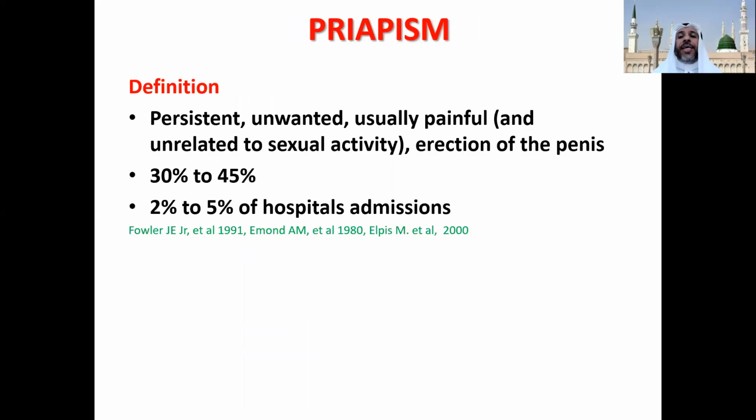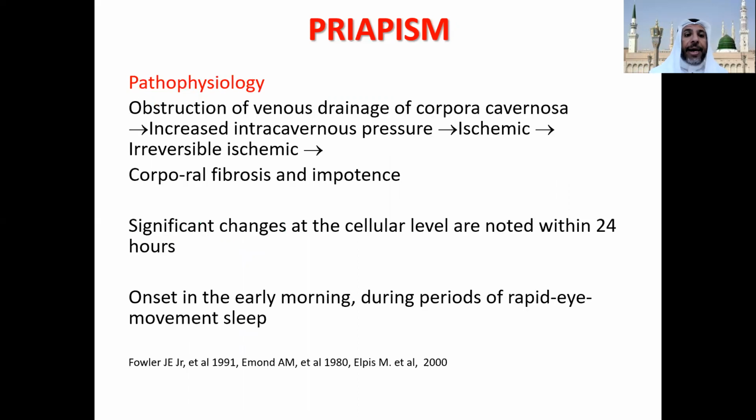Priapism, one of the difficult issues among sickle cell patients, is defined as a persistent unwanted and usually painful erection. It happens in 30 to 40% of sickle cell anemia patients, mostly during adolescence and early adulthood. And the pathophysiology, again, is a mechanical obstruction of the venous drainage of the corpora cavernosa, thrombosis, the sickling process, and so on.